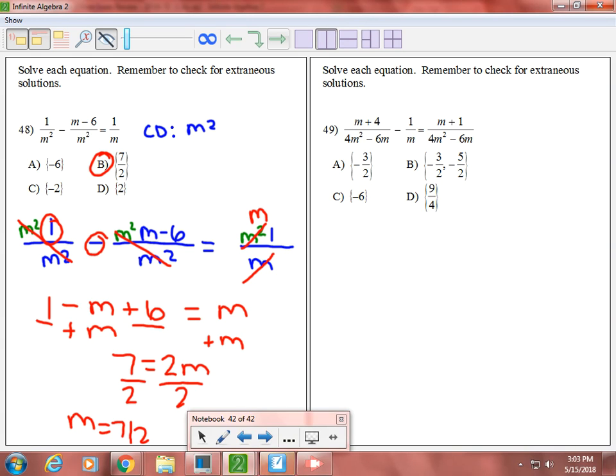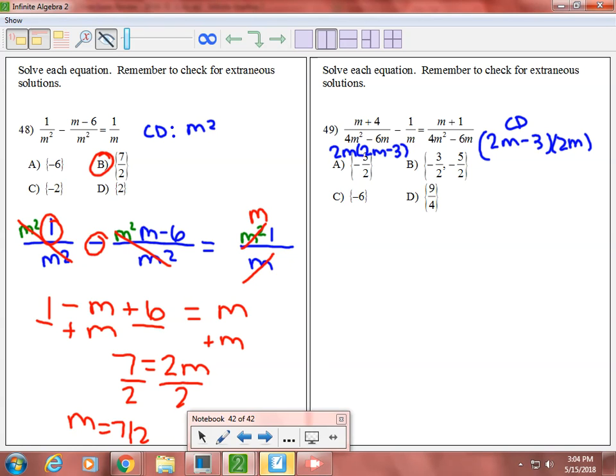On 49, if I go ahead and factor this, I can take a 2m out of both terms, and I'm left with 2m minus 3. Okay, so what I know is all three of my denominators are 2m, m minus 3, m, and then this one. So 2m minus 3 and 2m are going to be my common denominator, or what I multiply everything by.